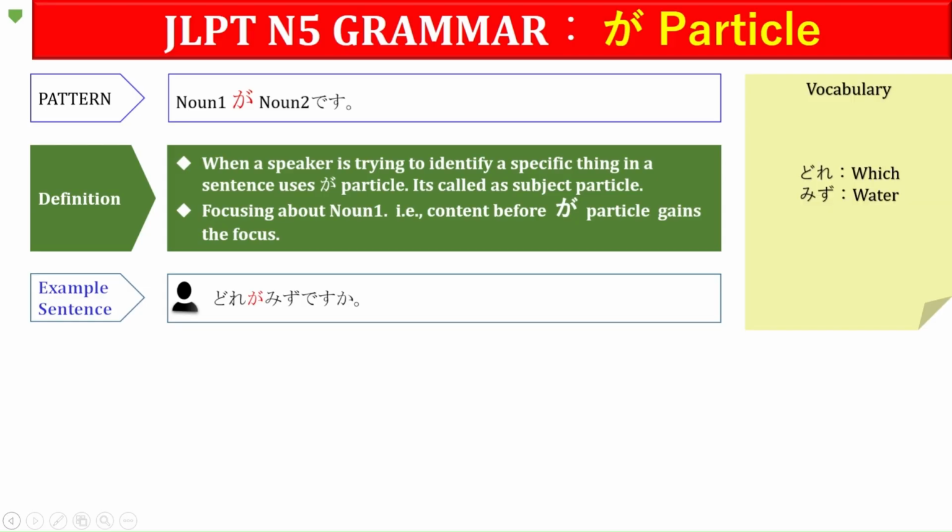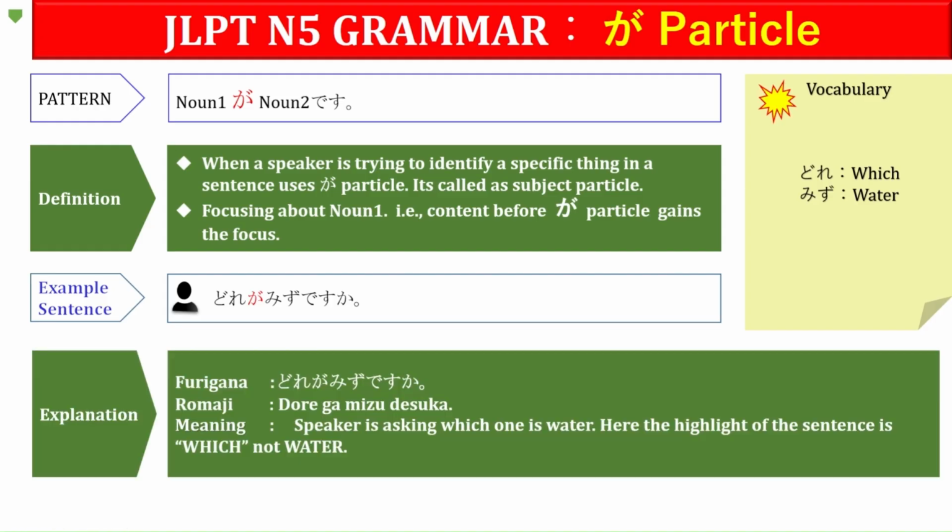Dore ga mizu desu ka? Look into the vocabulary. Dore means which. Mizu means water. So, the speaker is asking which one is the water. Here the highlight of the sentence is which, not the water. Because imagine a situation where two glasses are kept in front of you, and one is filled with water and one is filled with soda. You want to know which one is water. So, you have to use the ga particle, not wa.